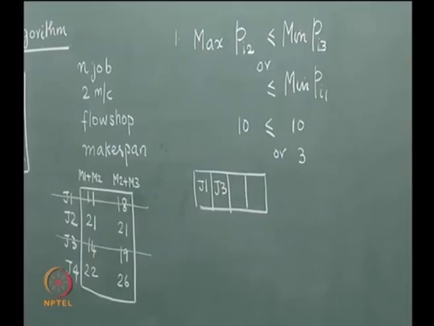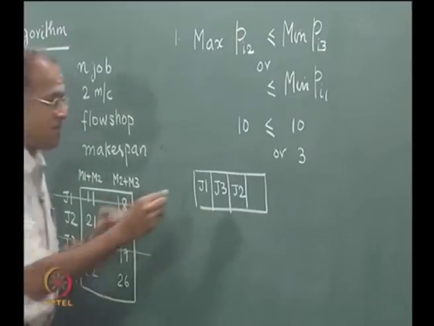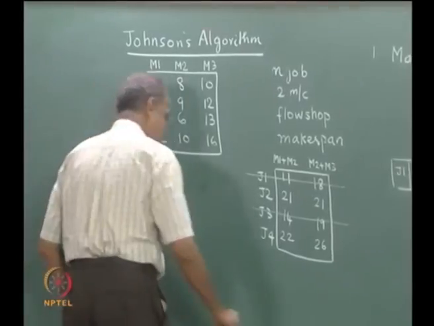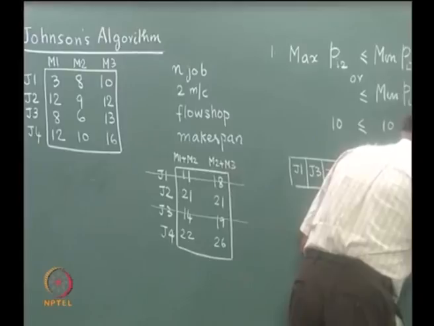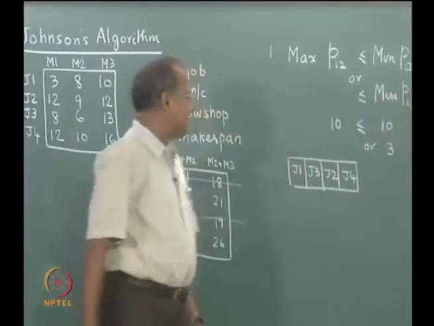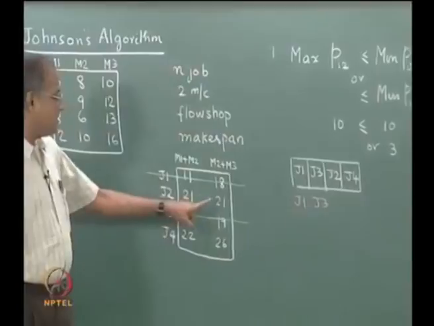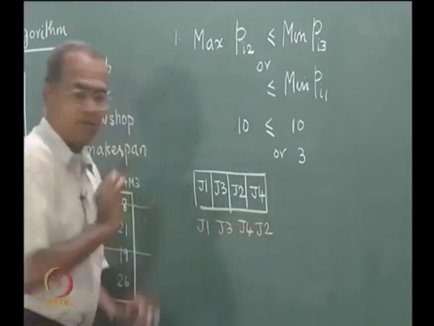So, there is a tie. So, let us go by this 21, which happens to be on the first machine. Therefore, J2 will come here, which automatically means that the leftover job J4 will come to this side. Now, since there was a tie, the tie could be broken the other way. So, when we break the tie the other way, the sequence would have been J1, J3. Choosing this 21 would have put J2 here and J4 here.